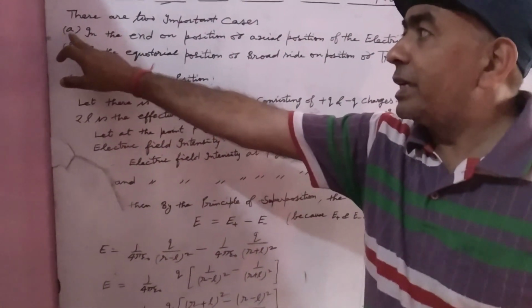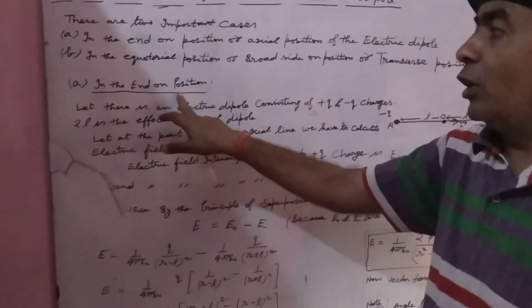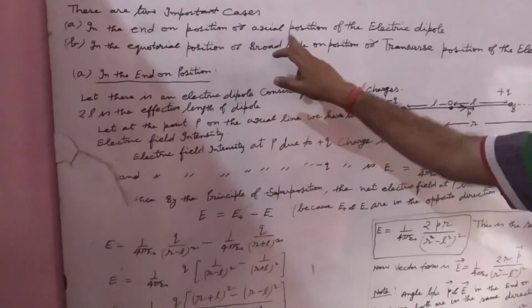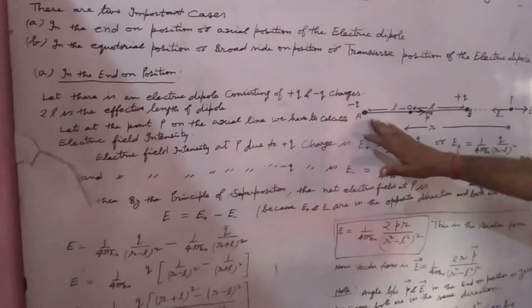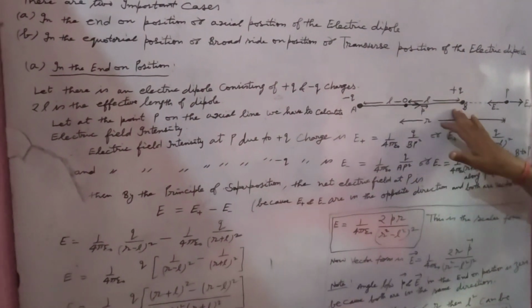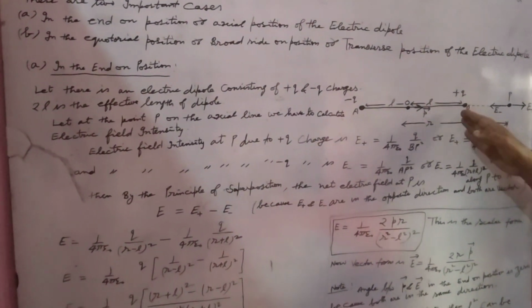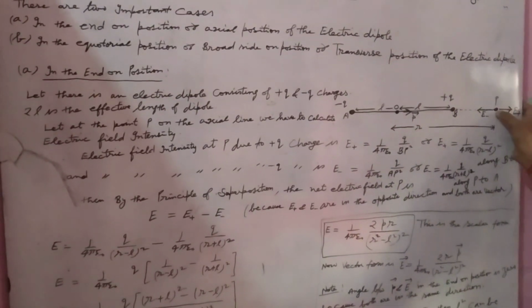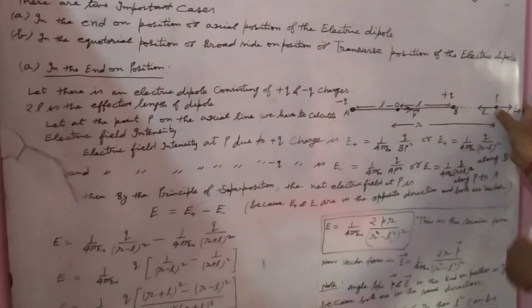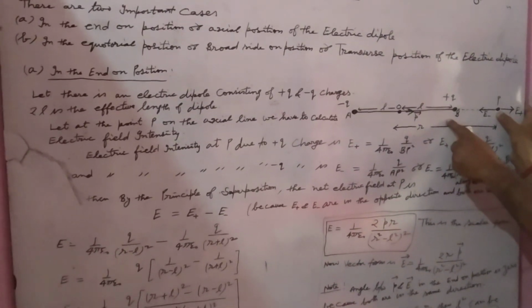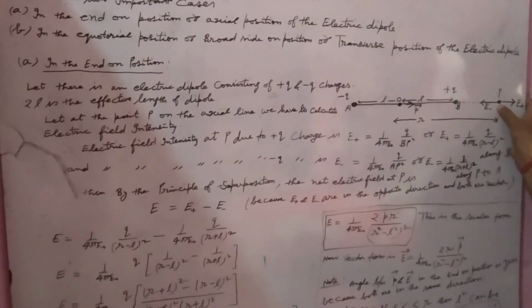Now study the first case in the end-on position. You can also say as axial position also. What that means? If AB is an electric dipole, along the axis of the dipole we consider a point P at which intensity of electric field due to this dipole AB is to be considered.